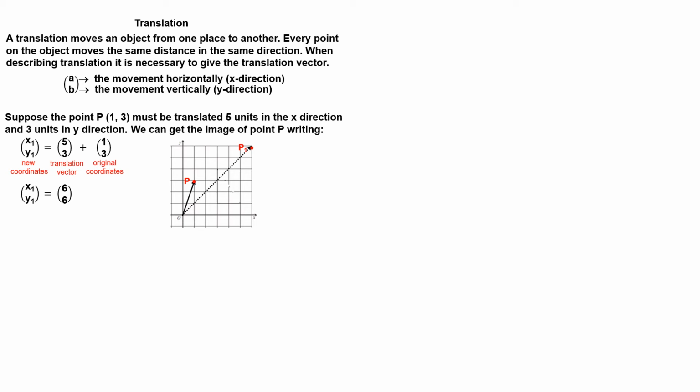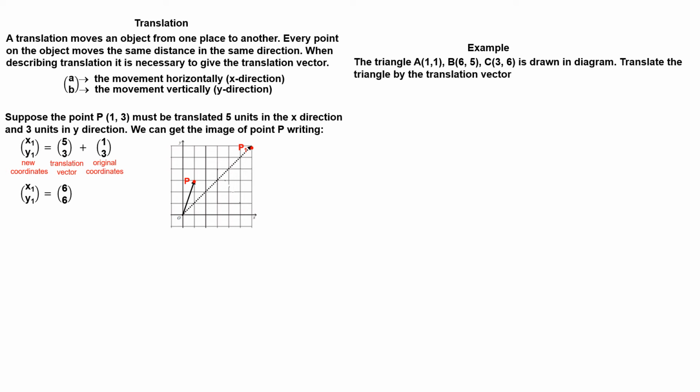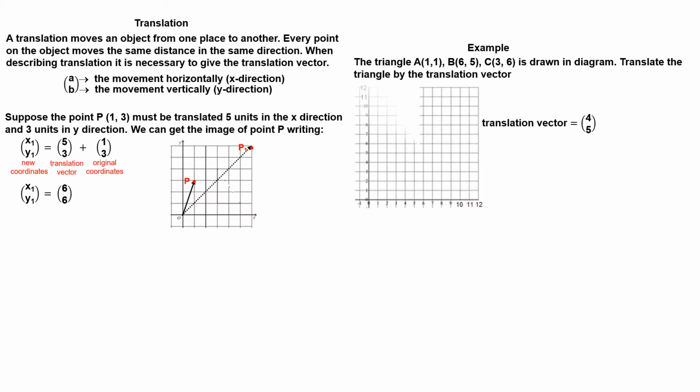Let's see how it works with a plane shape. Example: the triangle ABC is drawn in the diagram. Translate the triangle by the translation vector. Look at the diagram. Let's draw the triangle ABC.